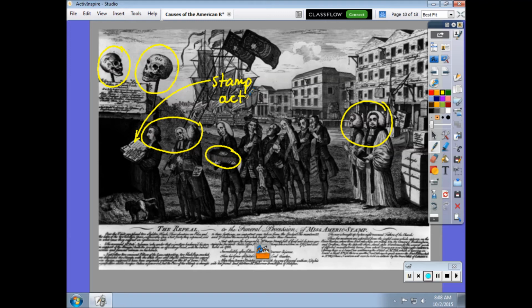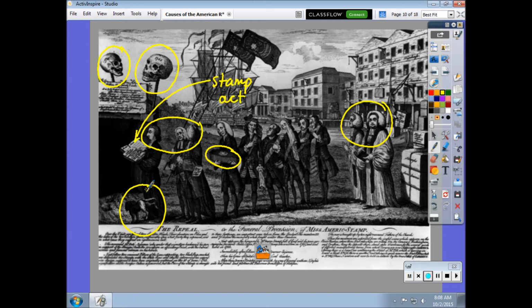And of course there's all these people that are sad, but who are these people? Well, they're not the loyal colonists. These people are in fact the stamp masters and the judges, the people that passed judgments on people when they didn't pay their taxes. These are the people that are mourning. One of the interesting things I always like to point out is look at the dog. The dog's lifting his leg on the guy carrying the Stamp Act.